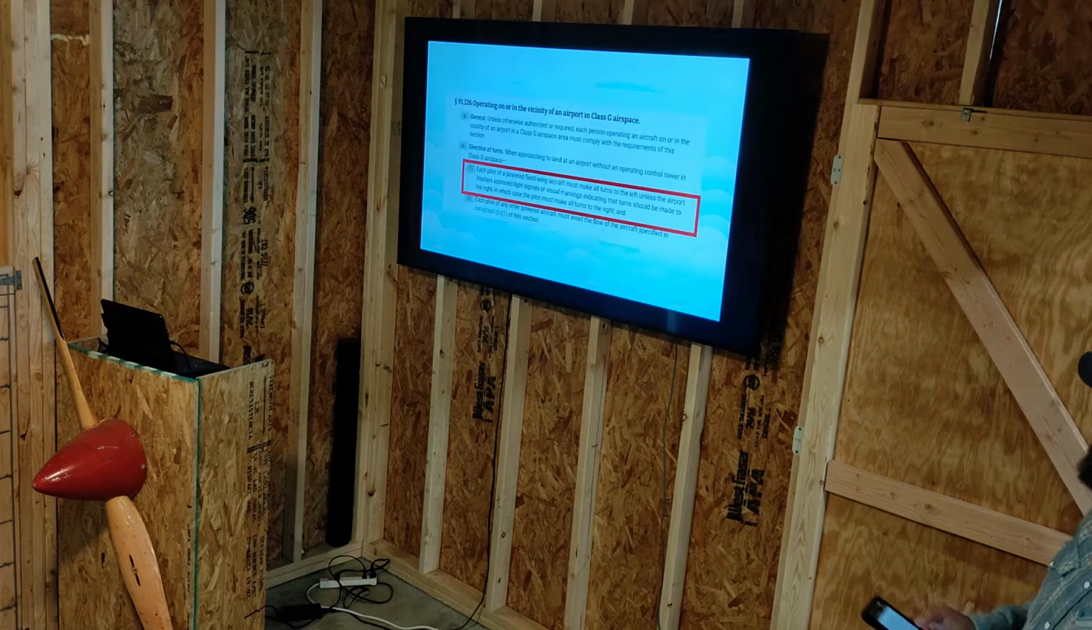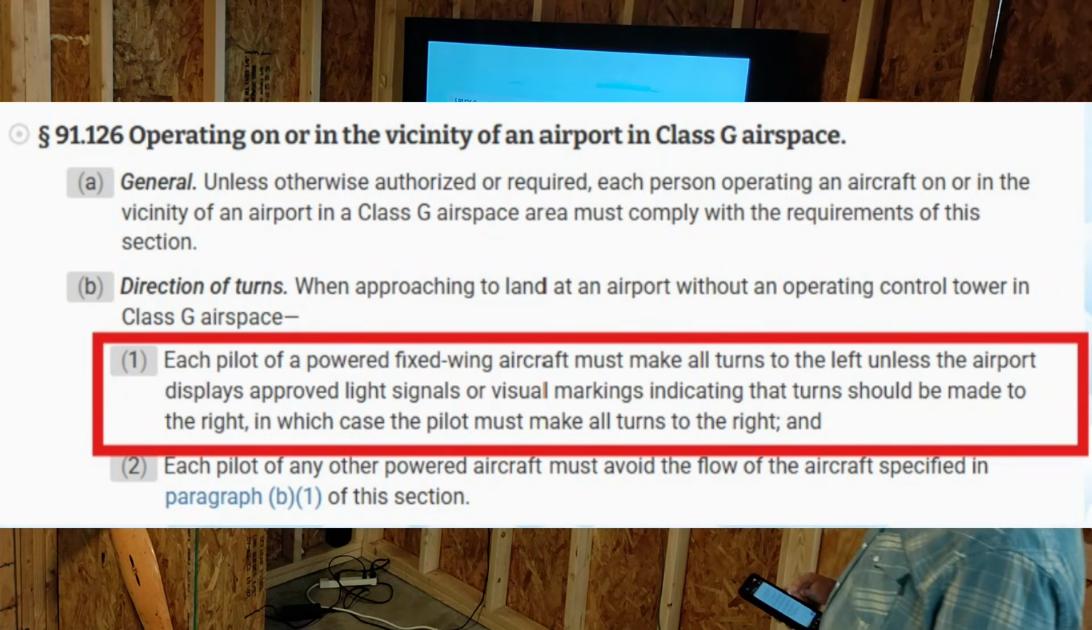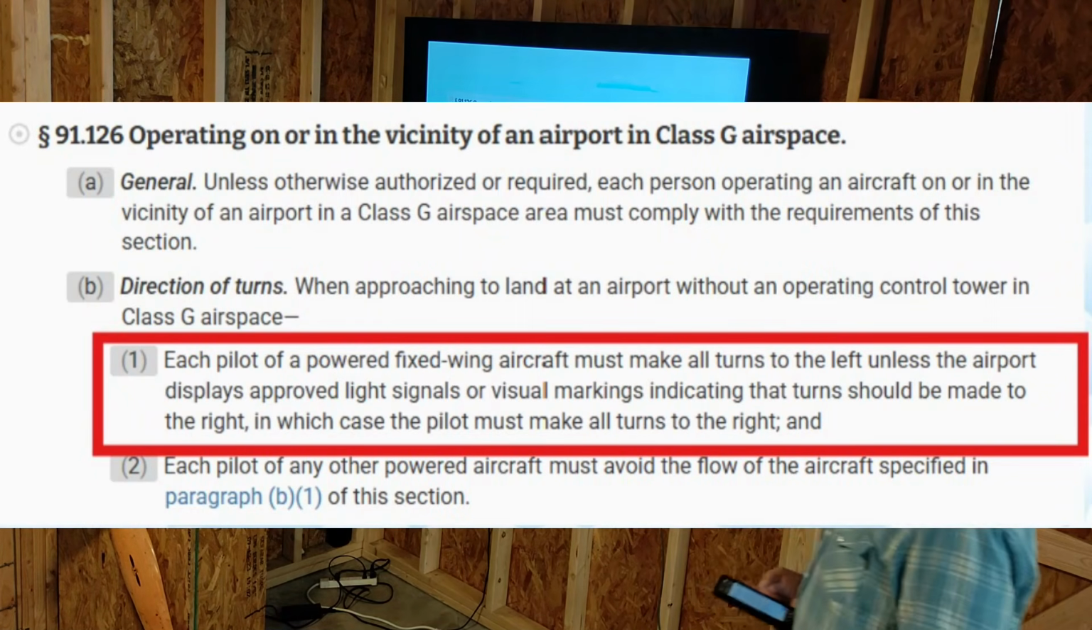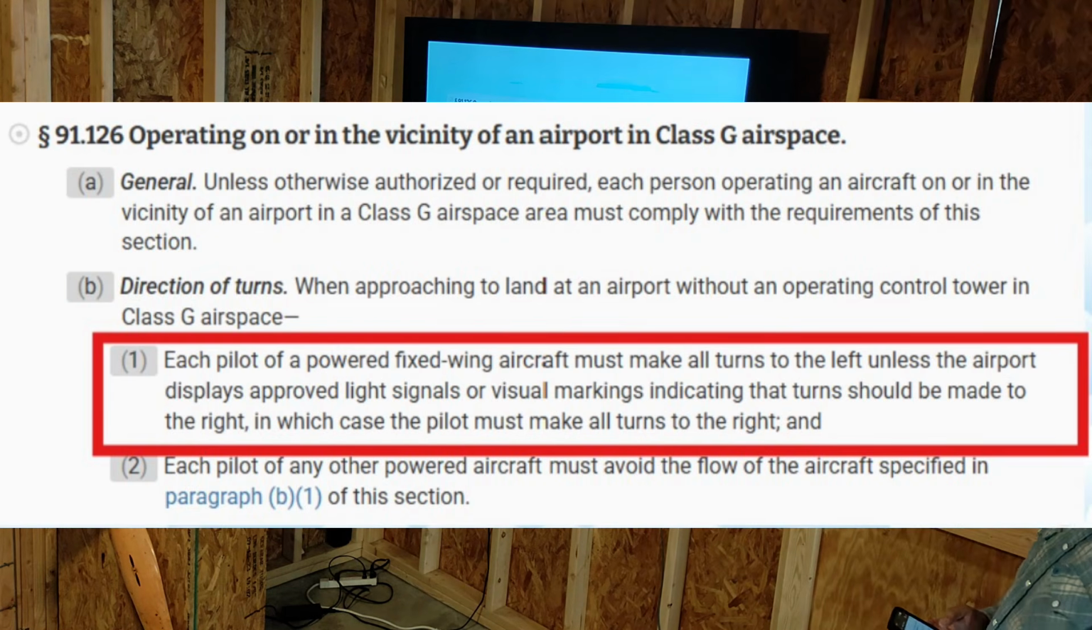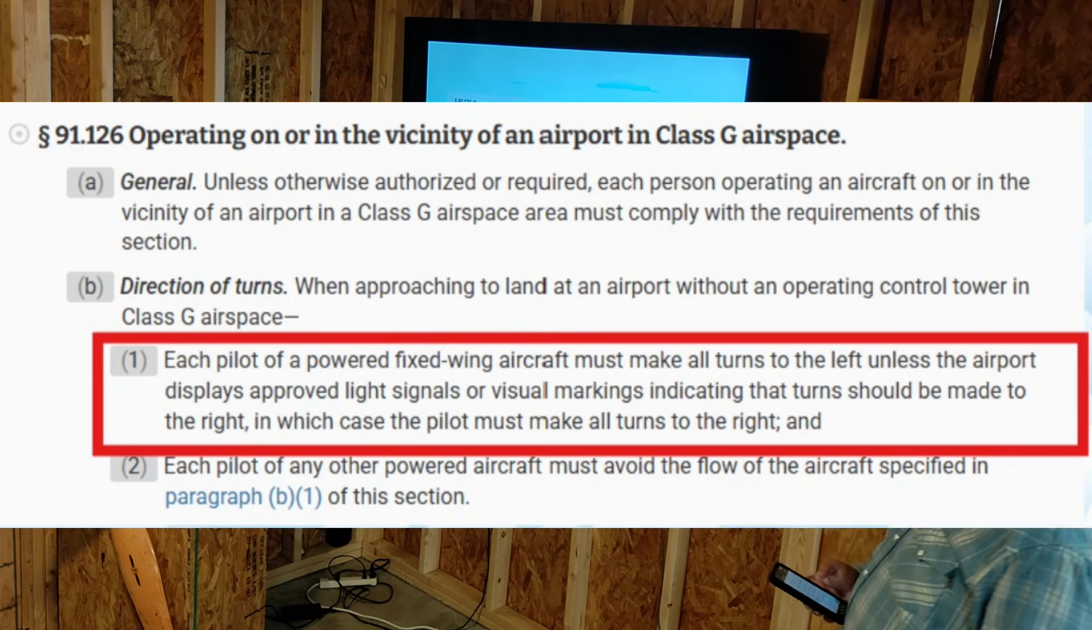All right, well, let's see. Let's answer this question by looking at some regulations. 91.126, operating on or in the vicinity of an airport in Class G airspace. I'm not going to read all that. I'm just going to read what I have in a rectangle here. And by the way, your classes of airspace, I'm not going to get into the weeds with that. We're going to learn that stuff later on. Right now, just bear with me, and I'm going to read the sections that are highlighted here.